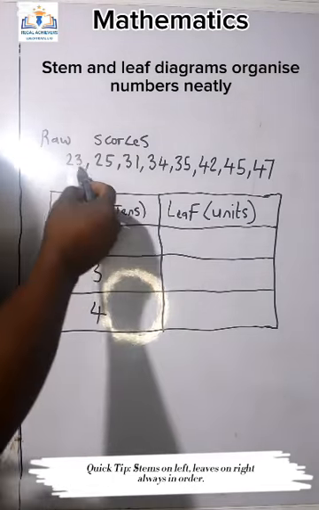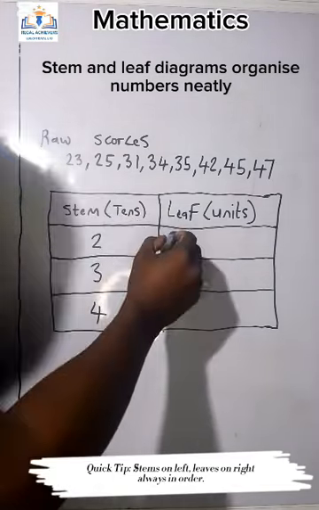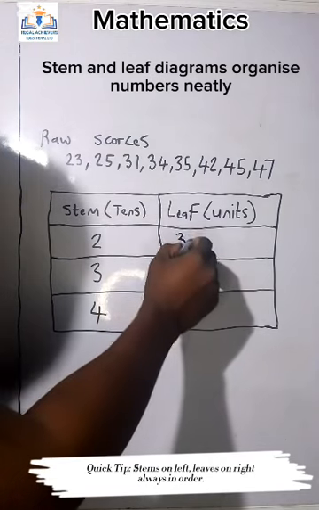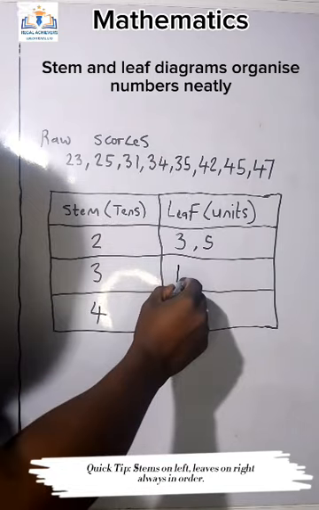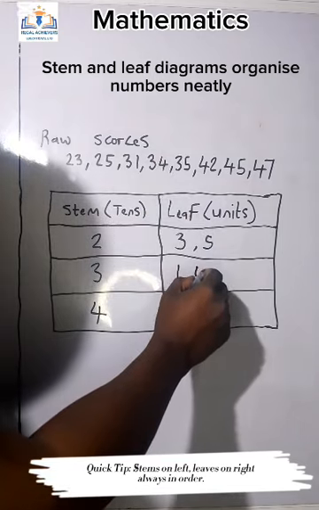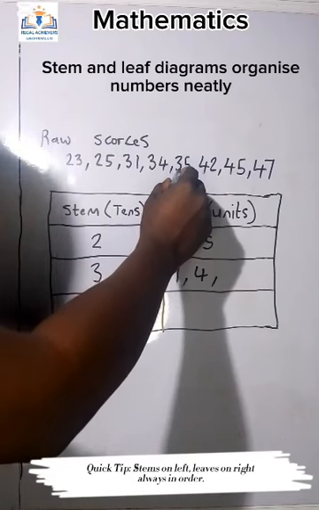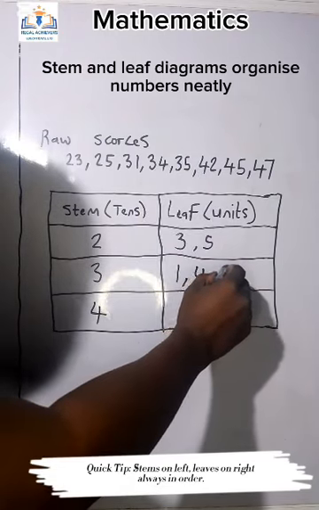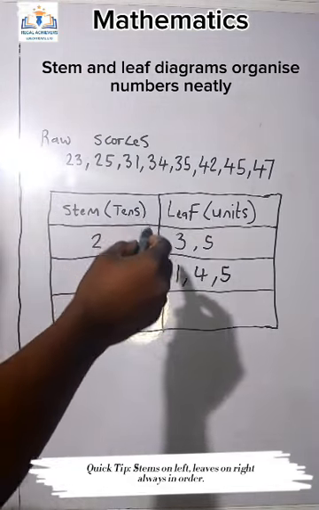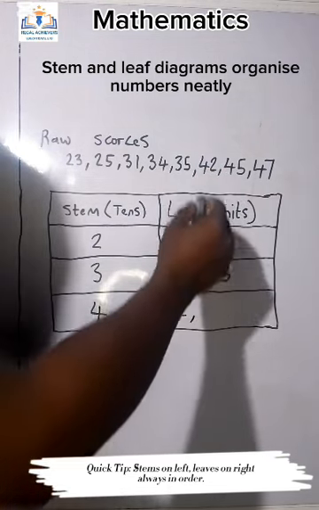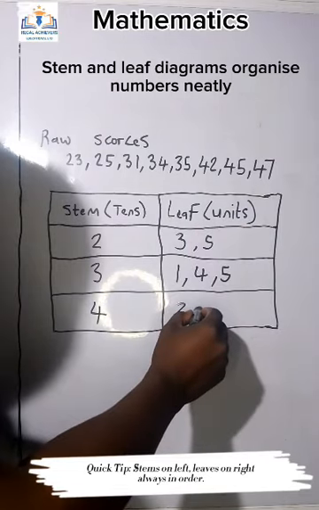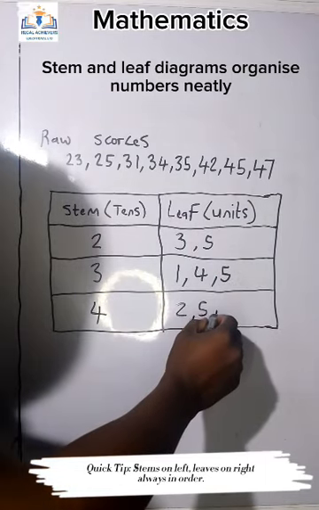That is the unit. So for 2, we have 3, and here we have 5. Okay, let's go to 3. We have 1, 31. Next is 34, that is 4. And next we have 35, so that is 5. Alright. For 4, the first one is 42, so that is 2. The next one is 45, that is 5. And the next one is 47, that is 7.